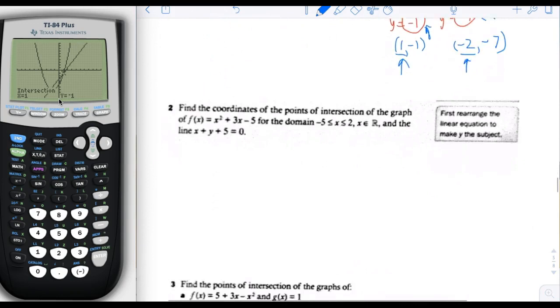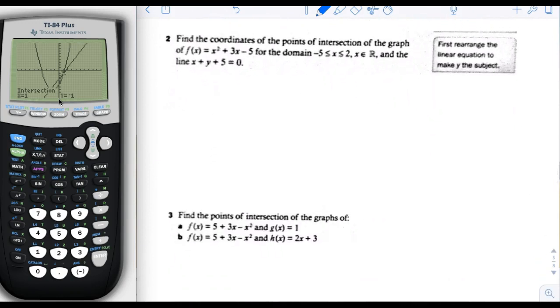Okay. All right, let's go to the next one. Number 2. Find the coordinates of the points of intersection of the graph x squared plus 3x minus 5 for the domain -5 to 2. Remember, x is an element of real numbers, which just means no imaginary numbers, but in math studies we don't use imaginary numbers anyway, so we're fine. They're just the numbers that you know and love. And the line x plus y plus 5.